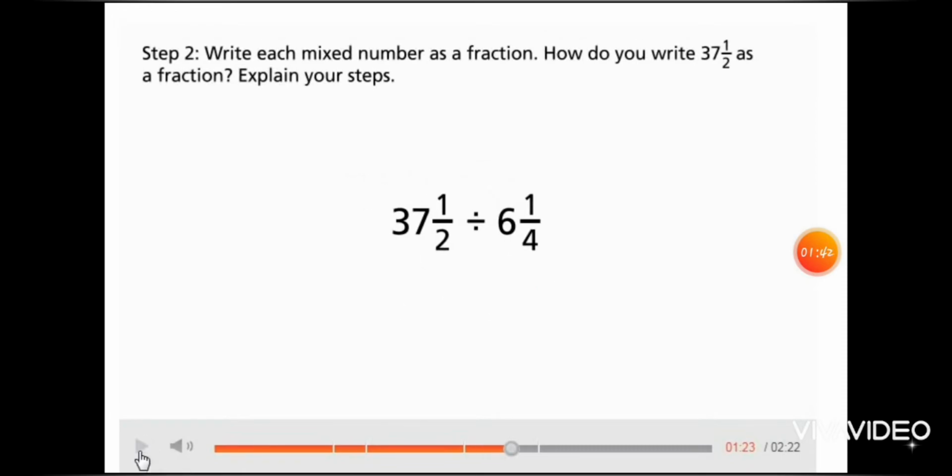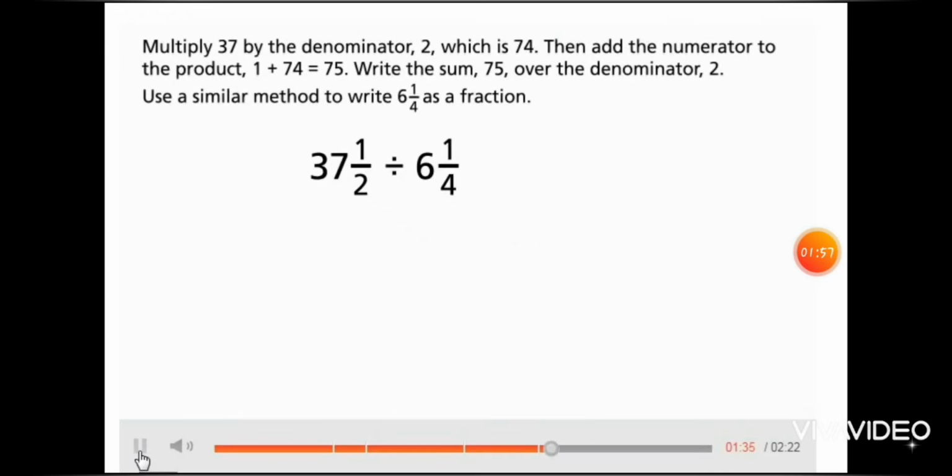Step 2. Write each mixed number as a fraction. How do you write 37 and 1/2 as a fraction? Explain your steps. Multiply 37 by the denominator 2, which is 74. Then add the numerator to the product. 1 plus 74 equals 75. Write the sum, 75, over the denominator, 2. Use a similar method to write 6 1/4 as a fraction.